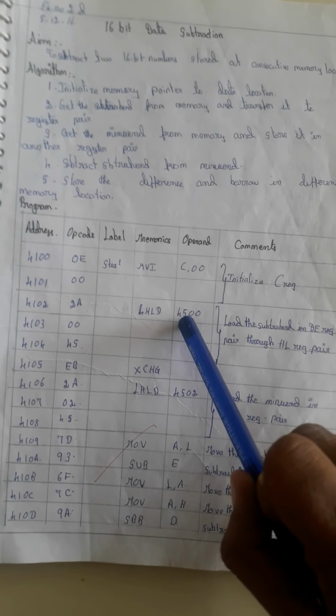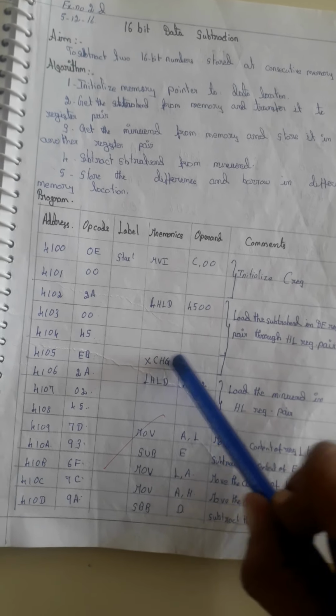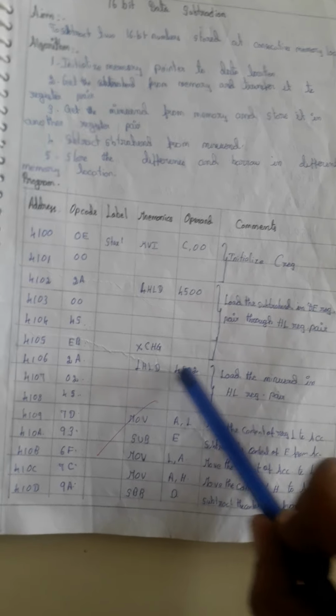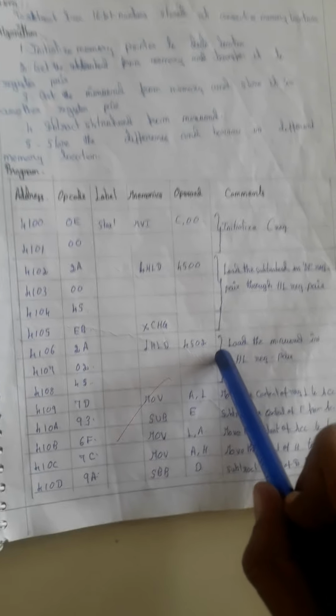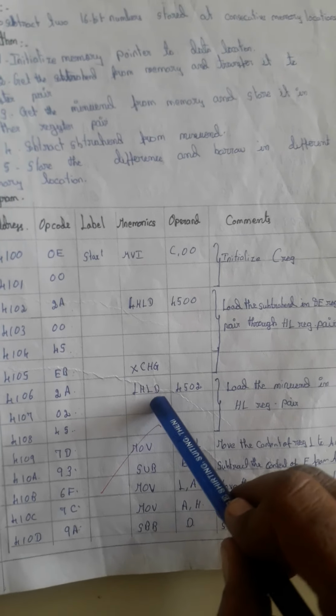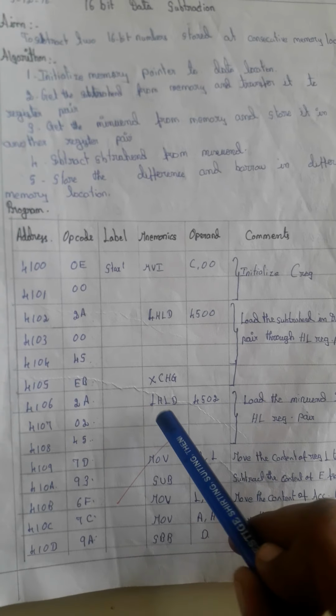So the first 16-bit data is now moved to the DE register pair, and then we are getting the second 16-bit data in the HL register pair. In the second 16-bit data, the lower 8 bits are available in 4502 and are loaded in the L register, and the higher 8 bits are loaded in the H register.